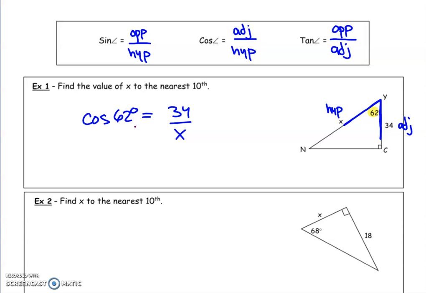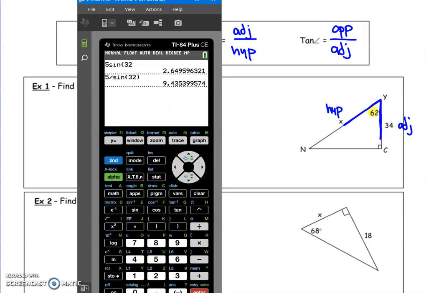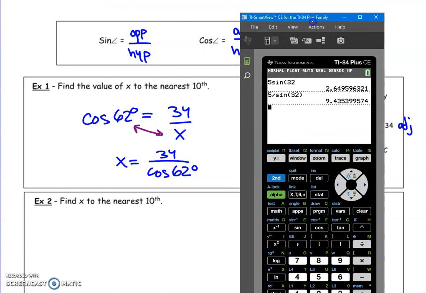So from the rhyme, when x is down low, switch and go. So this equation becomes x equals 34 divided by cosine 62 degrees. And that's what you would enter into your calculator. 34 divided by cosine 62. 72.4.